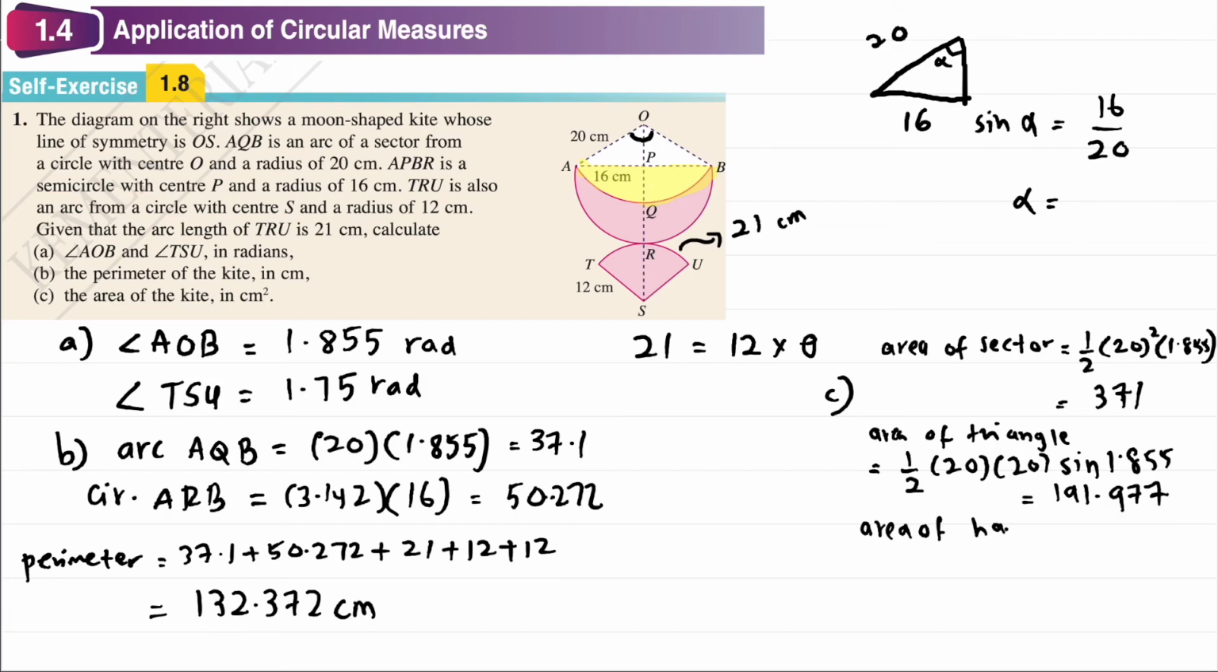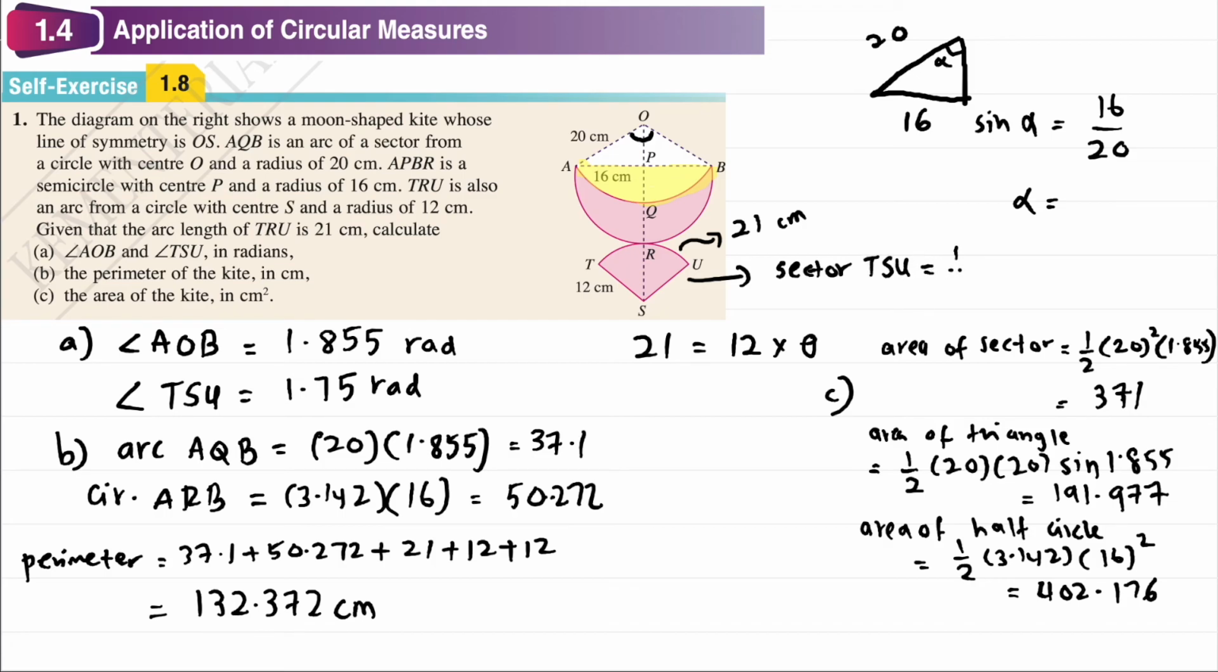And then the area of semicircle, area of half circle. One circle is pi r squared, so for half circle, 1/2 pi, and r we use 16 squared. So the area of half circle we will get 402.176. Okay. Is there anything left? Yes, this one. The area of sector TSU equals 1/2 times 12 squared times theta. Theta is 1.75. You will get 126 here.